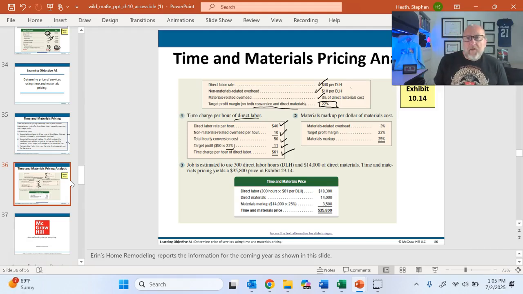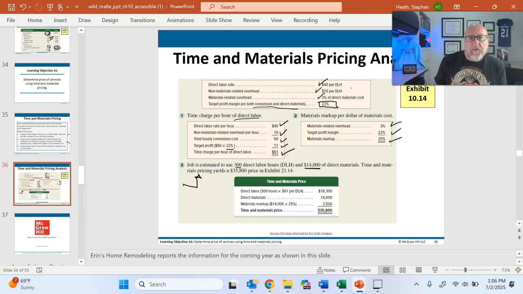Then, in addition, we have material costs, and our material costs are going to include the material. Then we're going to add a 3% material overhead fee. Then we're going to want 22% of material and overhead for a total of a 25% markup on material. Okay, so let's do that and let's look at this job. So we're going to use 300 direct labor hours and our material cost is $14,000, right?